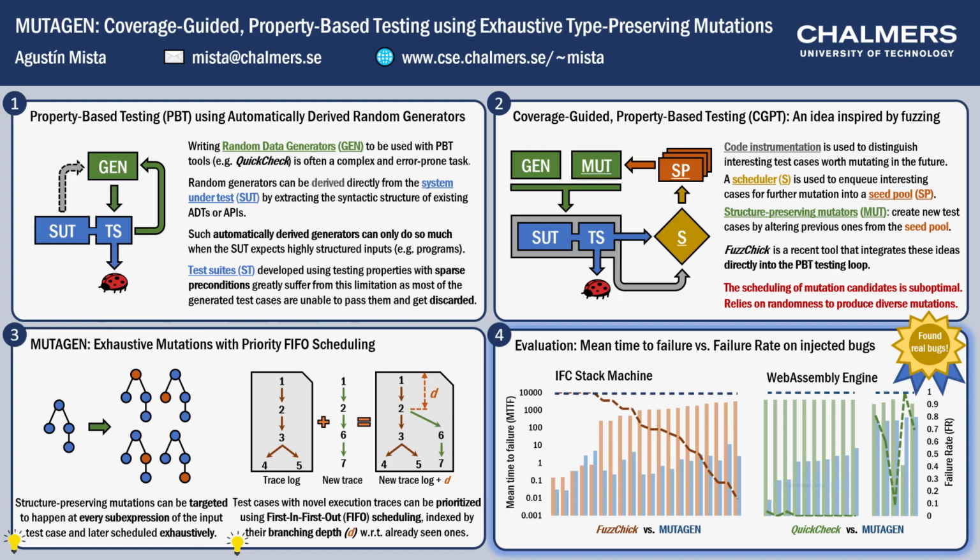Finally, we evaluated our tool against QuickCheck and FastCheck by finding bugs injected into two case studies, an information flow control stack machine and a WebAssembly engine written in Haskell. In both cases, MUTAGEN is capable of outperforming not only QuickCheck but also FastCheck in terms of mean time to failure and failure rate. Notably, we also found a handful of previously unknown real bugs in the WebAssembly engine.